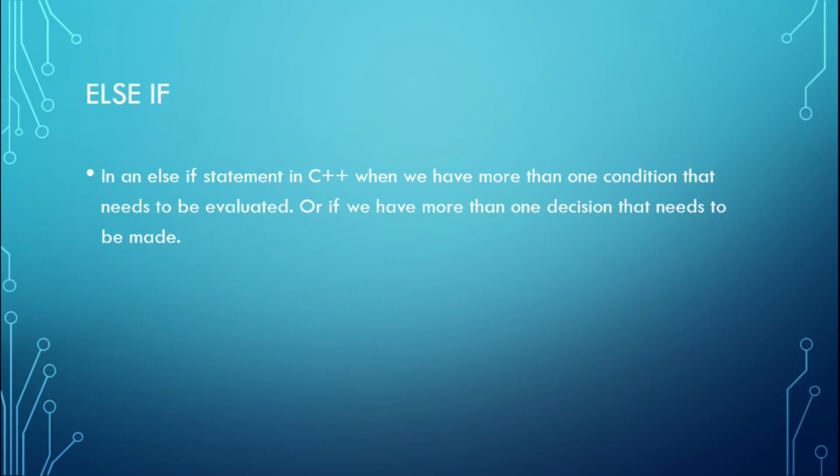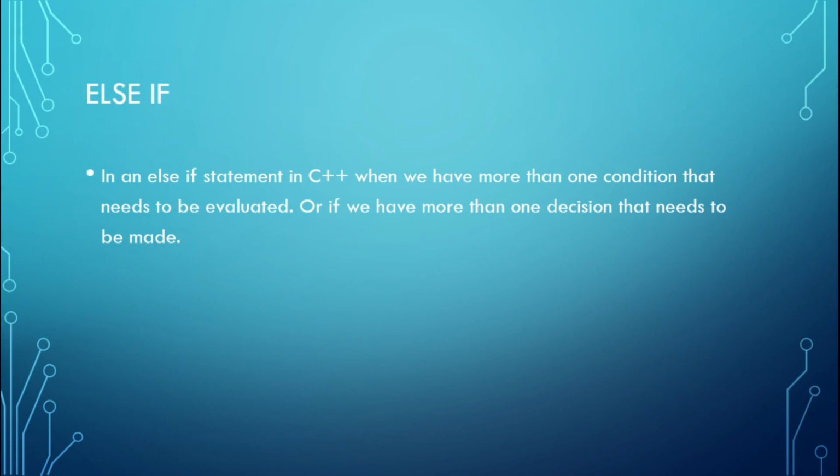Let's talk about else if. Else if in C++ is only used when we have more than one condition that needs to be evaluated. If we have more than one decision that needs to be made, a simple if-else statement will not suffice. I can give you an example of that. Imagine you're checking school grades. You write a program to check school grades. So if mark is 75 upwards, it's a pass with a distinction. But if mark is 50 upwards, it's a pass. Else, it's a fail. Now imagine you evaluate the 75.